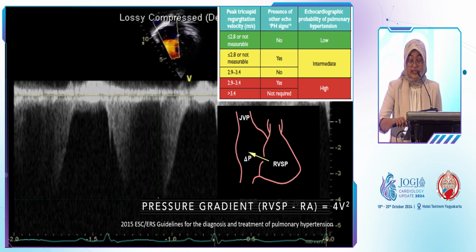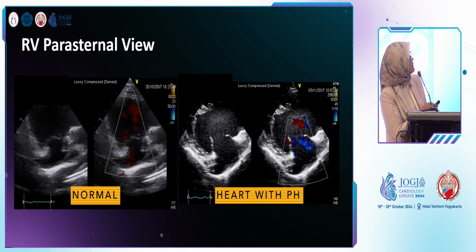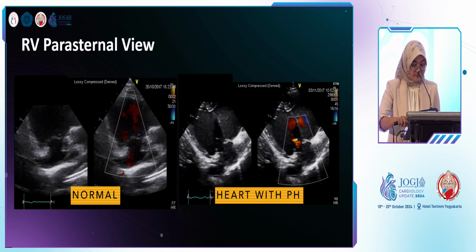So in the parasternal view, in the normal heart, you can see the right ventricle looks smaller with the concave interventricular septum and also a mild degree of tricuspid regurgitation. But in the heart with pulmonary hypertension, you may see that the right ventricle is dilated as well as severe tricuspid regurgitation and also flattening of the interventricular septum.